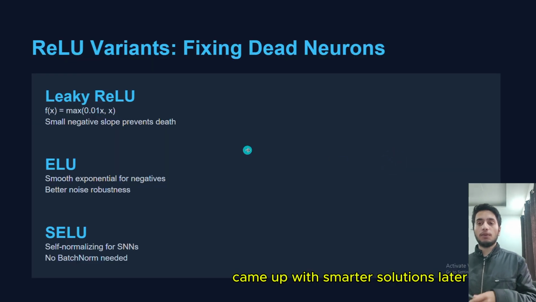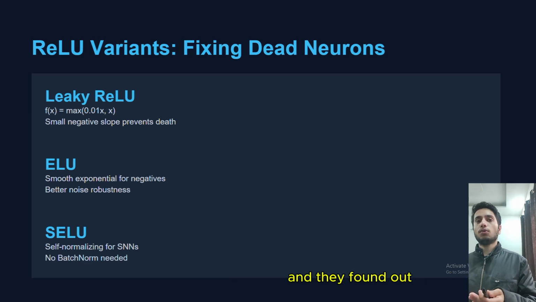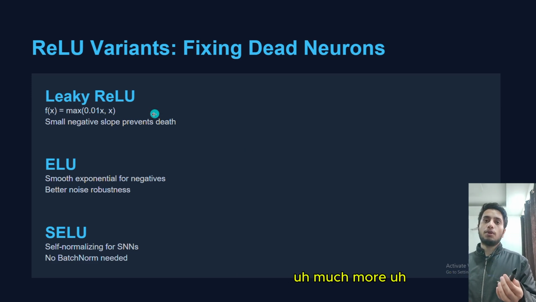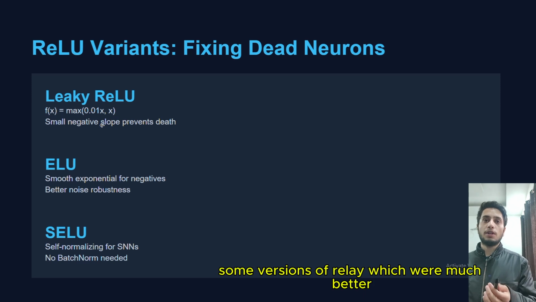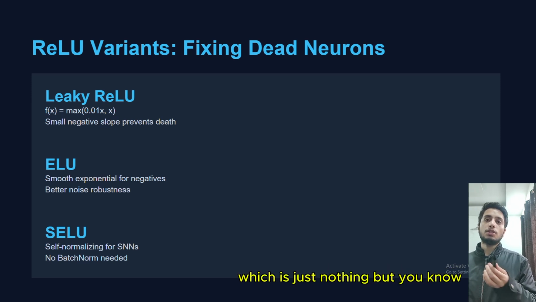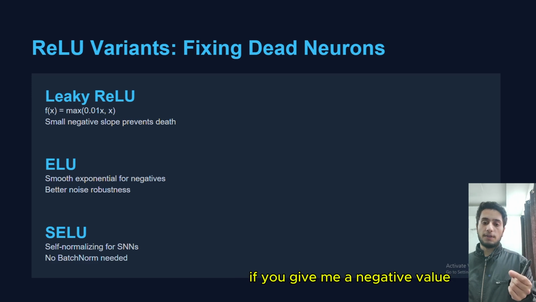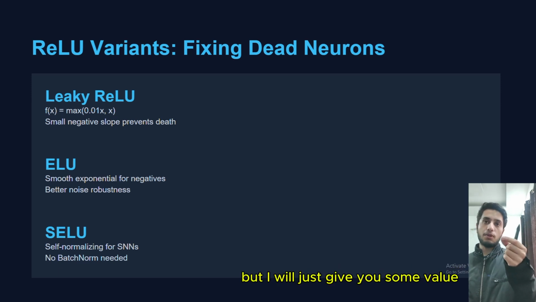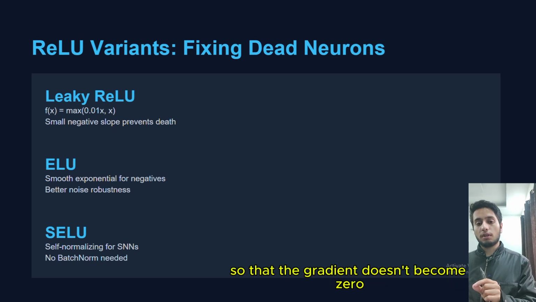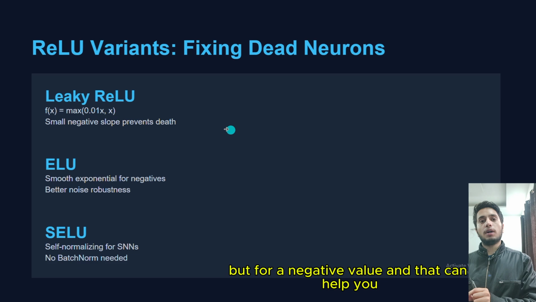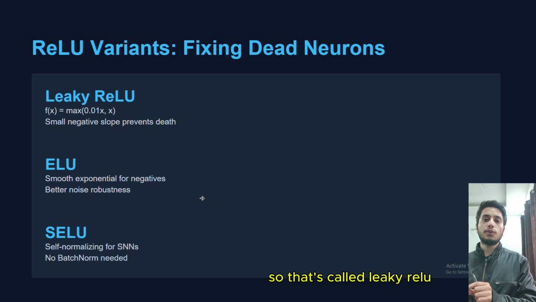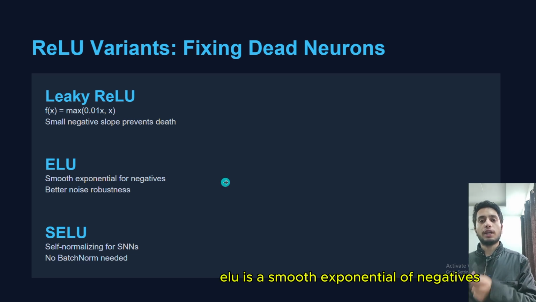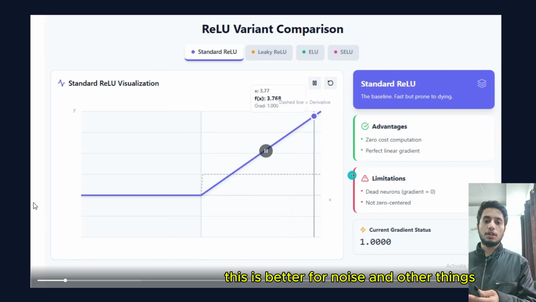People came up with smarter solutions later, and they found some versions of ReLU which were much better. For example, Leaky ReLU: if you give me a negative value, I will give you 0.01 multiplied by that input. I will not give you a straight-up 0, but I will give you some value so that the gradient doesn't become 0 for a negative value, and that can help you. So that's called Leaky ReLU. ELU is a smooth exponential for negatives. This is better for noise and other things.